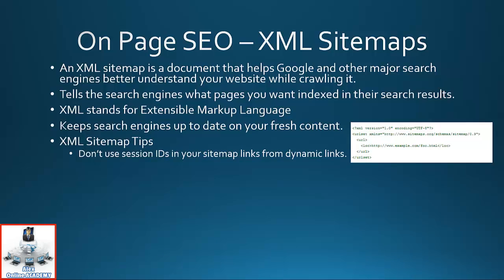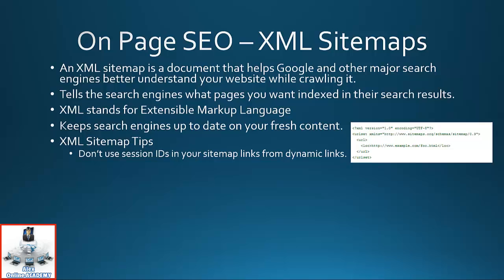Here's some XML sitemap tips. Don't use session IDs in your sitemap links from dynamic links. So if you have dynamic link structure and you are going to incorporate XML sitemaps, which is kind of like an RSS feed for simple syndication, it's kind of one other way that Google can spider and find all your pages.